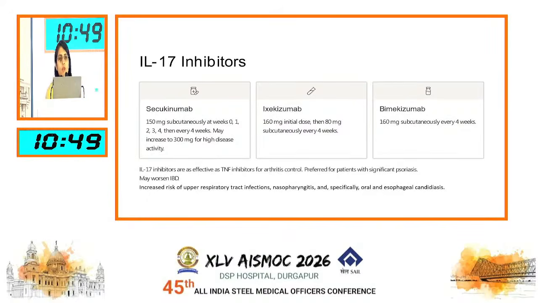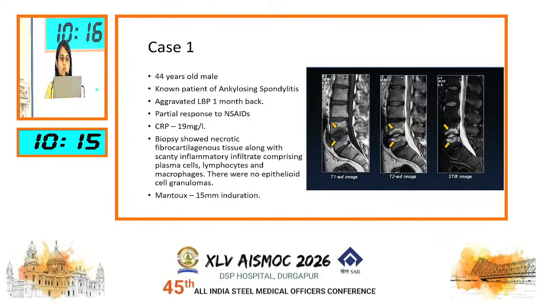Out of these three, only one is in the market, secukinumab. The good thing is that it's preferred for patients with significant psoriasis, doesn't have any risk of reactivation of latent tuberculosis, so safe in patients who have a past history of tuberculosis. But if the patient has any inflammatory bowel disease, it may worsen it, better to avoid. Also, it has an increased risk of infections, but mostly upper respiratory tract or candidiasis. So, preferably safer of the three, but cost-wise also slightly more than the other two.